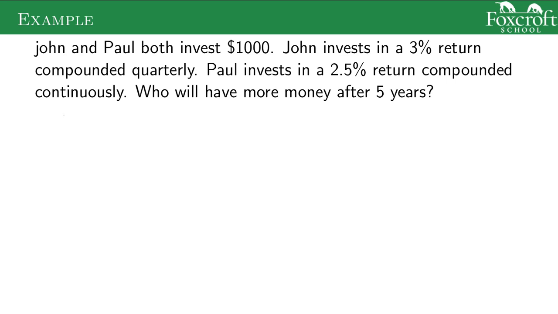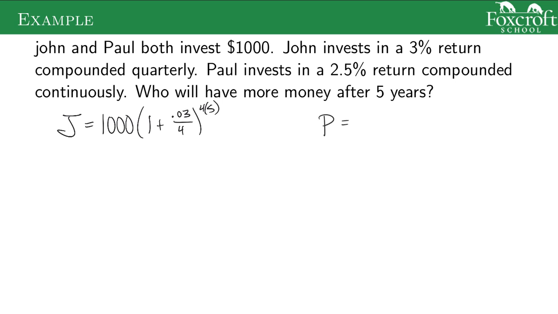So let's do John first. John's amount, he's investing $1,000 as his principal. This is not continuous, so we have to use the original formula that we had. His percentage is 0.03. Quarterly means it happens 4 times a year. That goes in the formula twice, and it's after 5 years, so our time is 5. So that's the formula for John's amount of money.